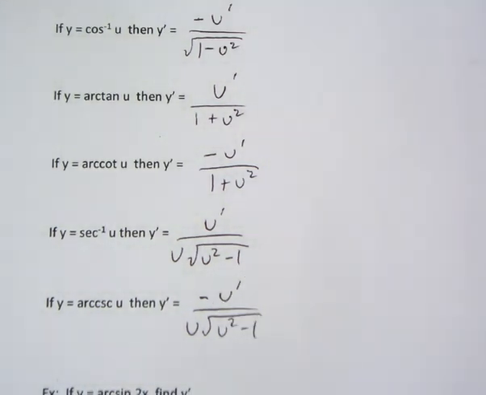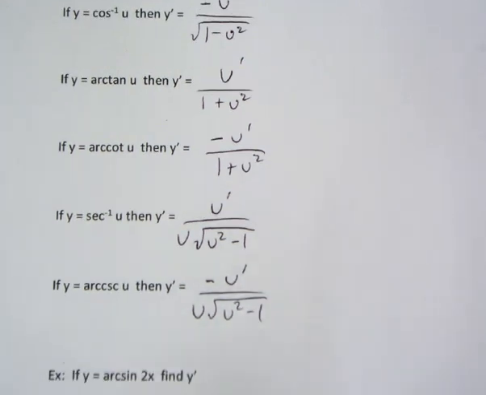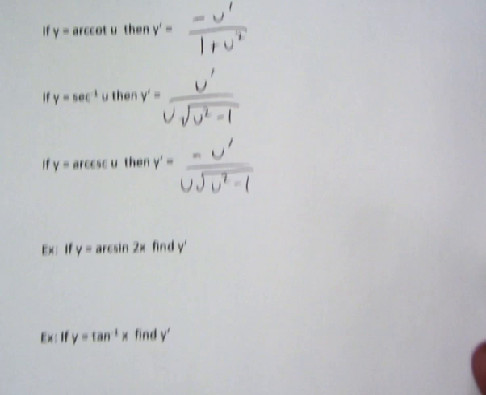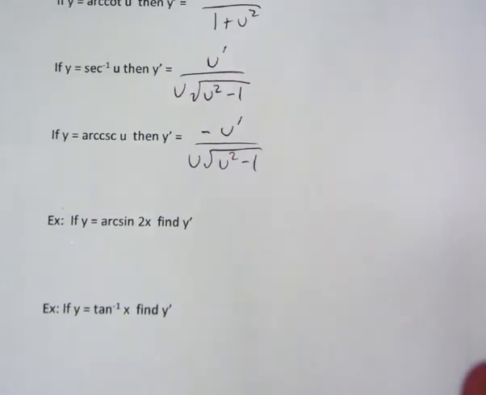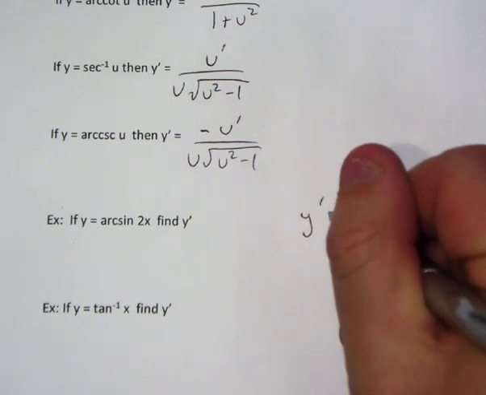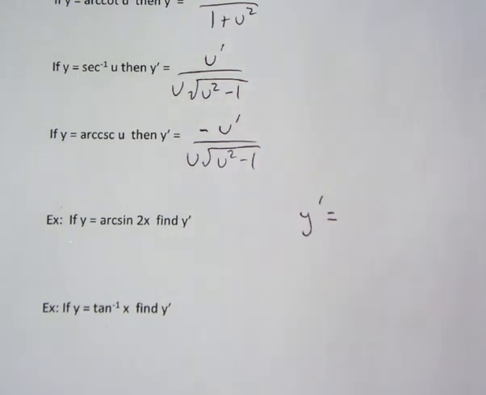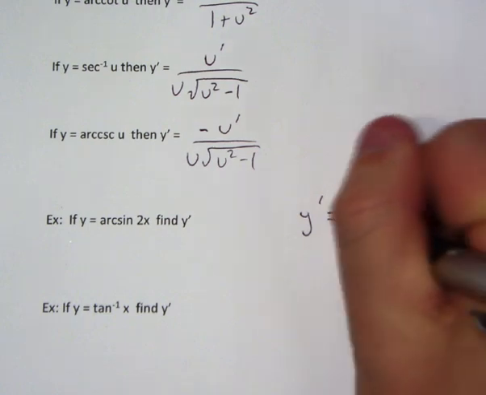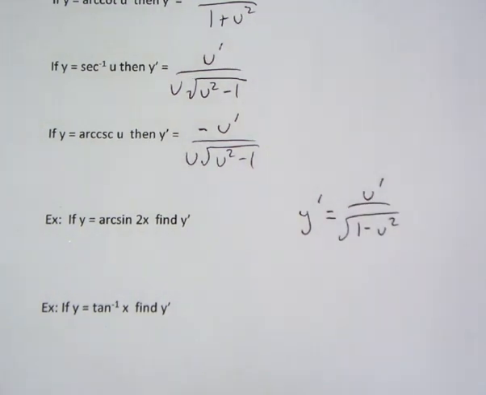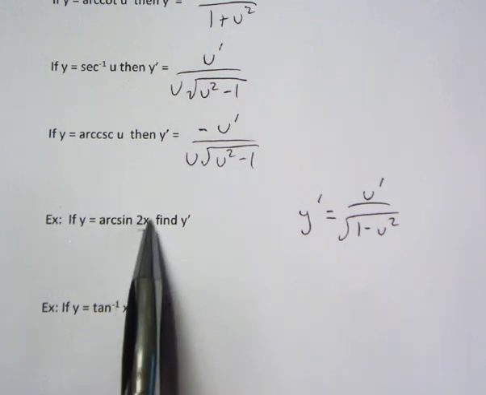So I'm going to do a couple examples. Like I just said, the two you probably need to know the most are arcsine and arctangent. So I have examples with arcsine and arctangent. If y equals arcsine of 2x, or sine inverse of 2x, find y prime. Well, our rule for arcsine, the derivative is, I always like to write the rule when I learn it, u prime over the square root of 1 minus u squared. So in this problem, our u is 2x.